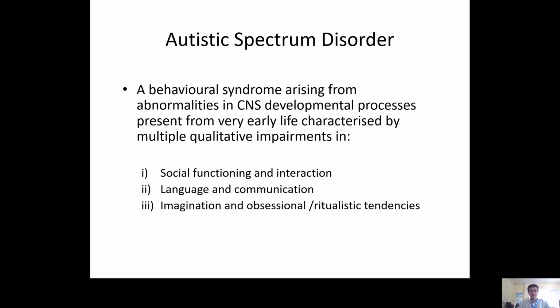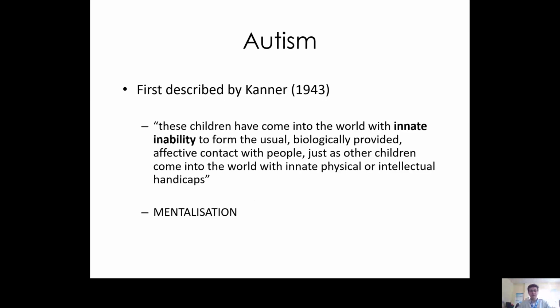Autism has been around as an idea for a long time, actually, getting on for sort of 80 years. And Kanner first described it, and he said that these were young children coming into the world with an innate inability to form usual biologically provided affective contact. That's emotional contact. Lots of things that we take for granted, that we can understand from someone's body language what they're thinking or feeling, and that we can understand abstract language, and those are the things that young people with autism will find particularly challenging.